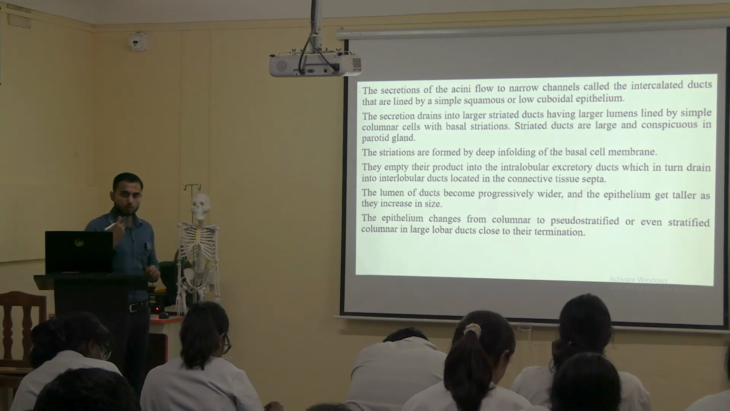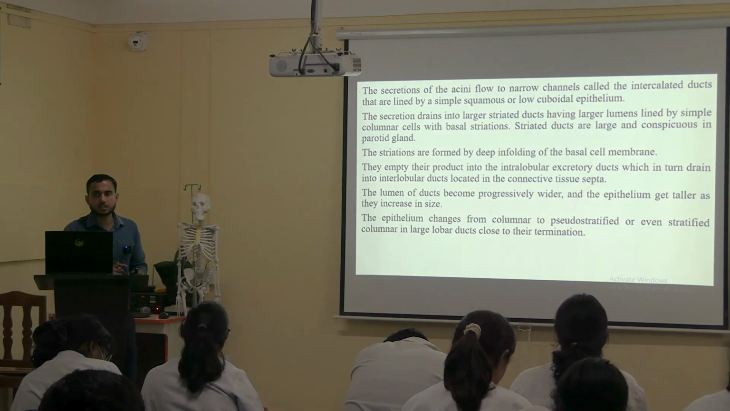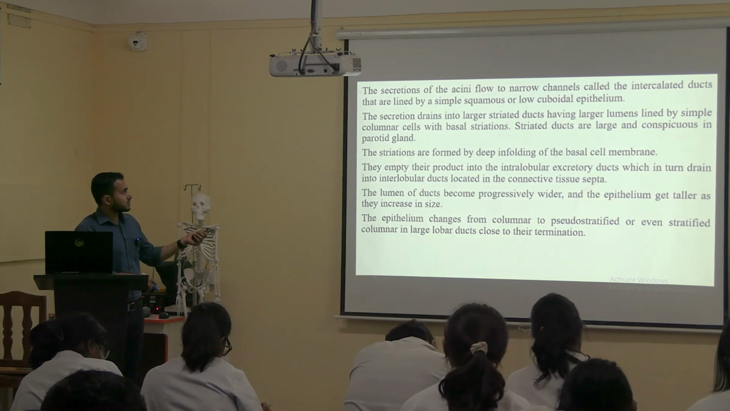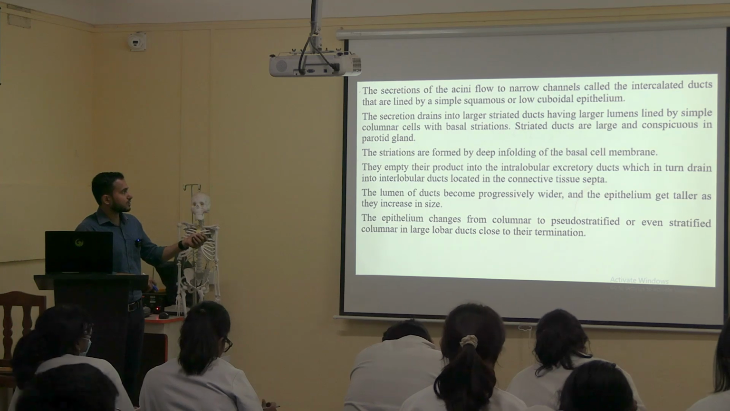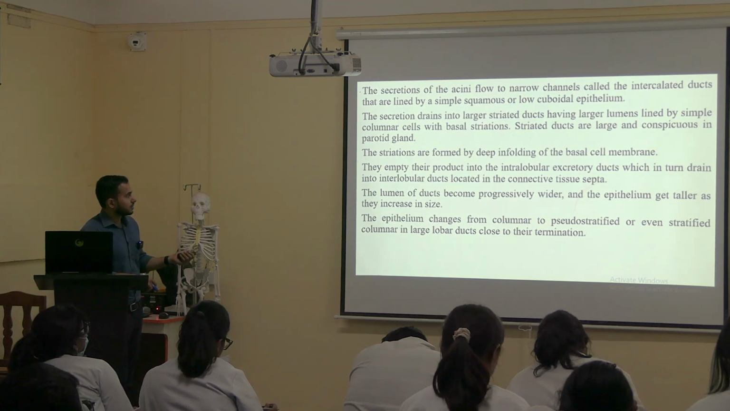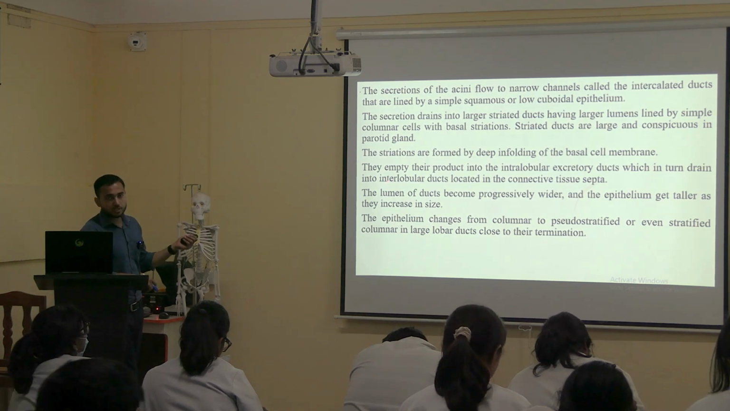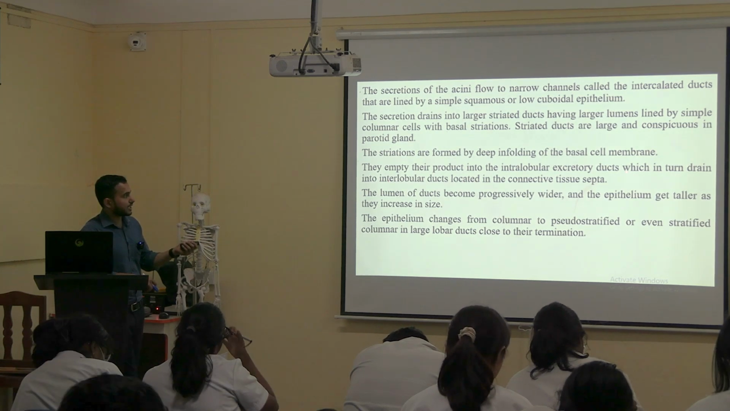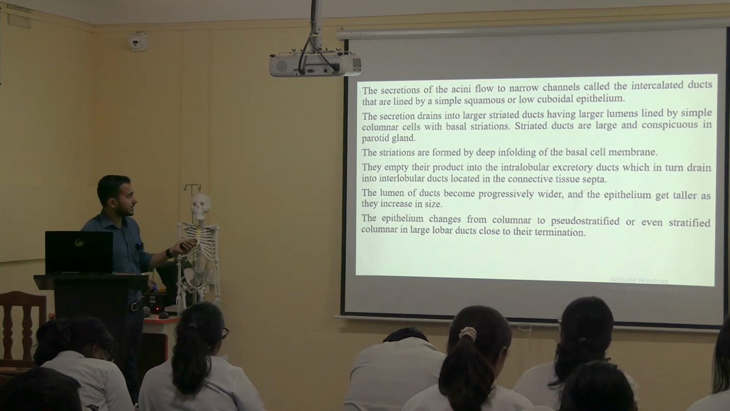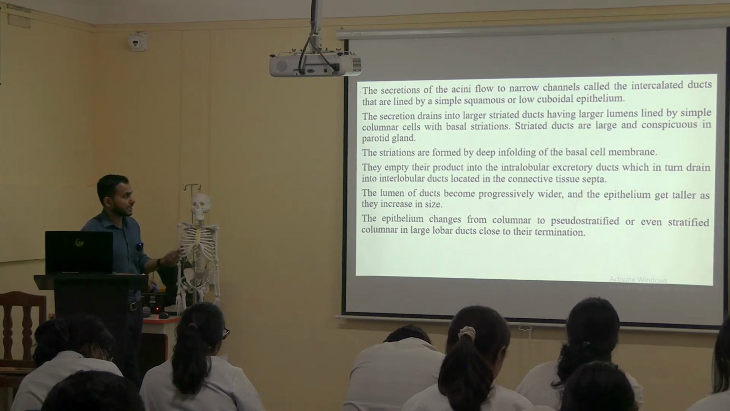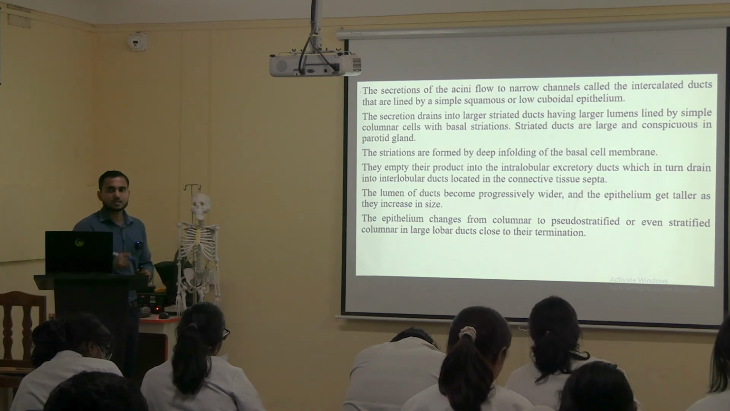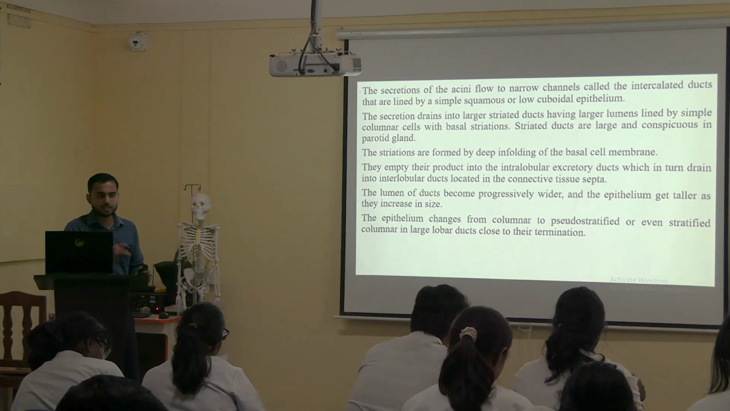So more striated ducts can be seen in a section of the parotid gland. The striations are formed because of the infoldings of the cell membrane. This striated duct will empty its product into the intralobular excretory duct, which will drain into the interlobular duct located in the connective tissue septum. Like this, from one duct to another, the saliva is passing.